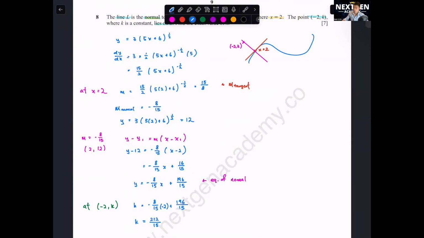Okay, number 8, if okay, please type 8 in the chat. Yeah, any equivalent values also can.